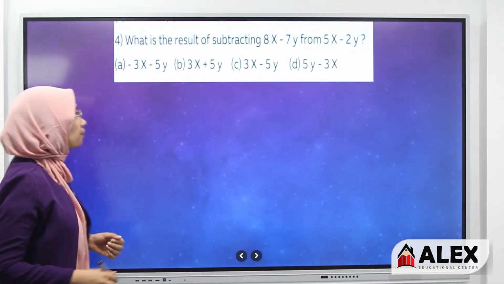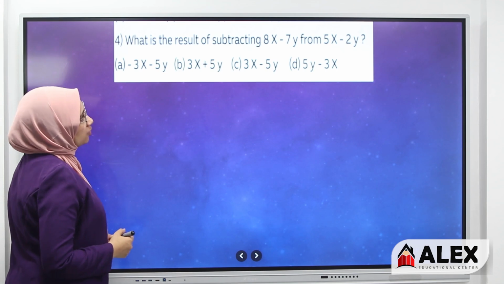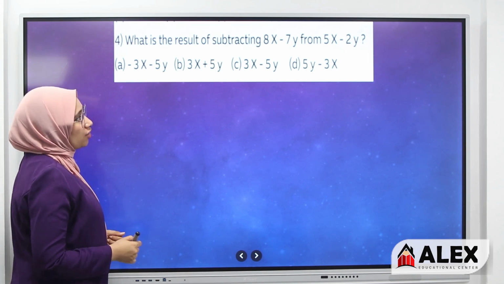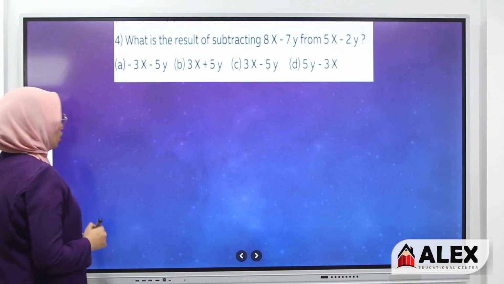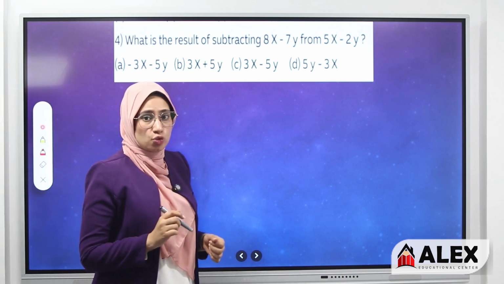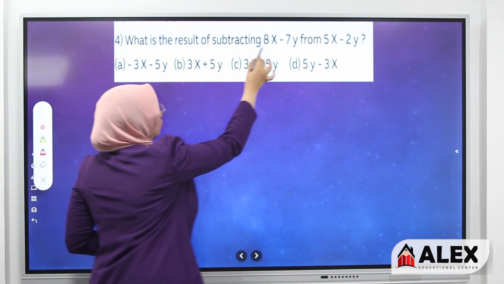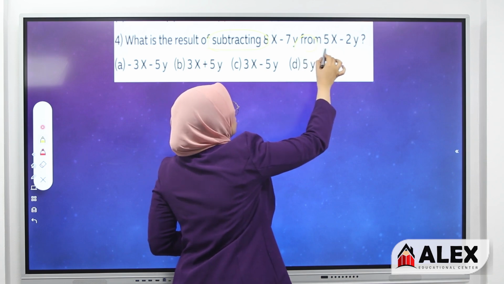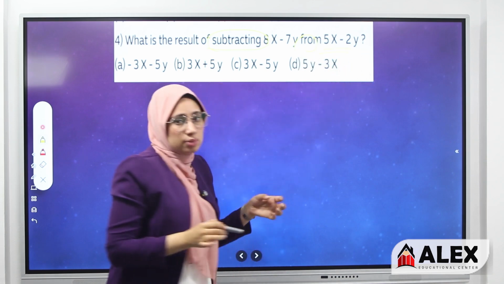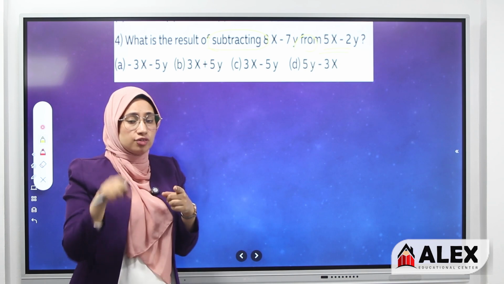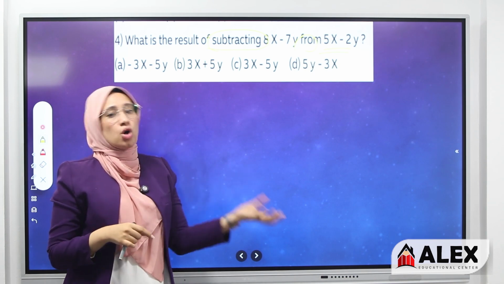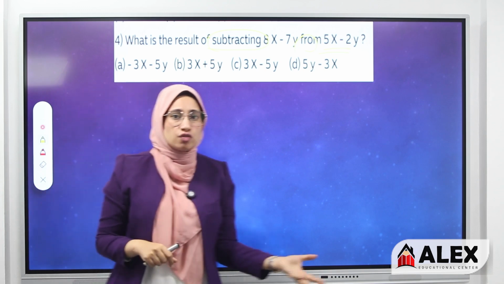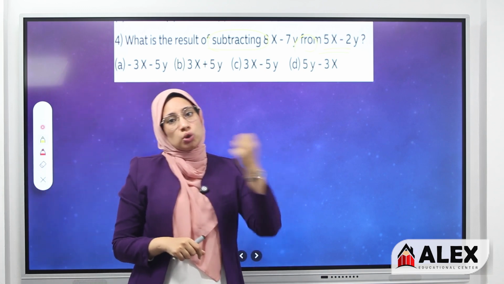Question number 4. What is the result of subtracting 8x negative 7y from 5x negative 2y? First, if we make subtracting, the term after "from" comes first. When you do subtracting, the term that comes after "from" is the one that gets written first. Okay? Why? Because we are taking from it.